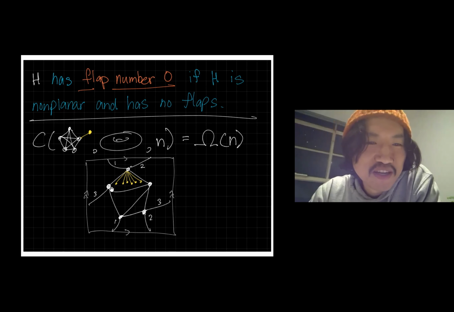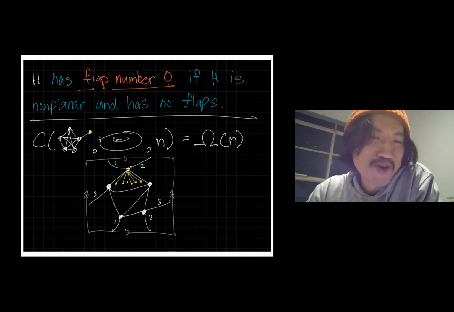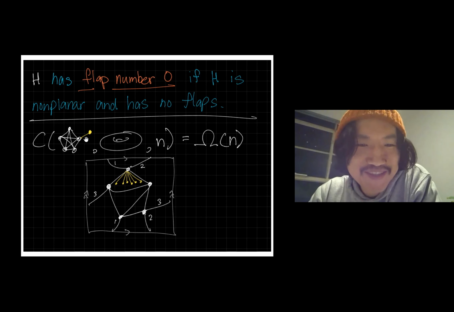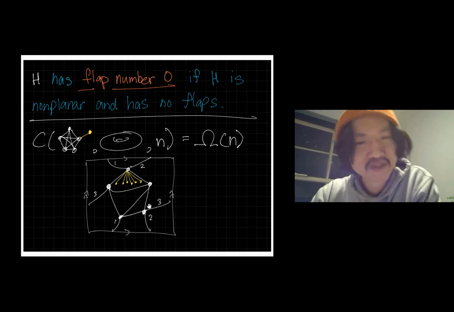So let's consider this graph, which is just K5 with an extra edge hanging off. This graph does not have flap number zero because this is a flap, right? So this edge is planar. At this point, we don't know what the flap number is, but we do know that it's not zero. And the claim is that the number of copies of this guy in the torus in an n-vertex graph, I can make that linear in n, right? So here's how I do it.